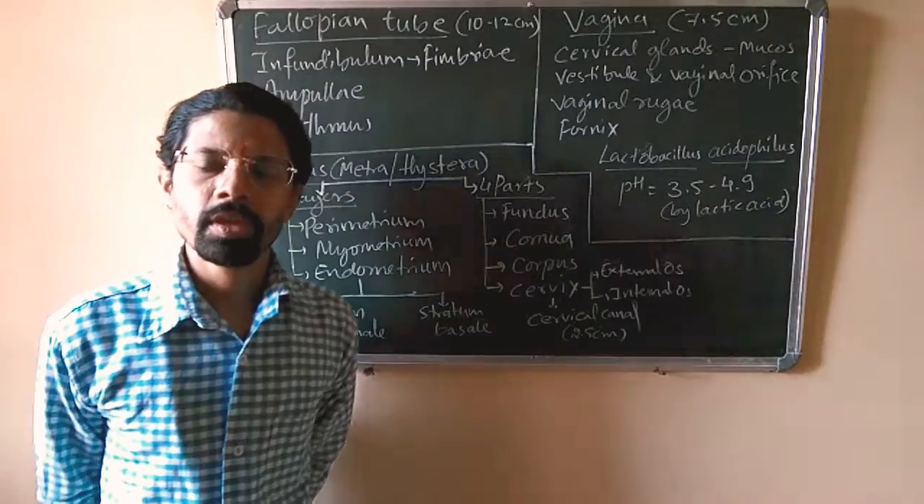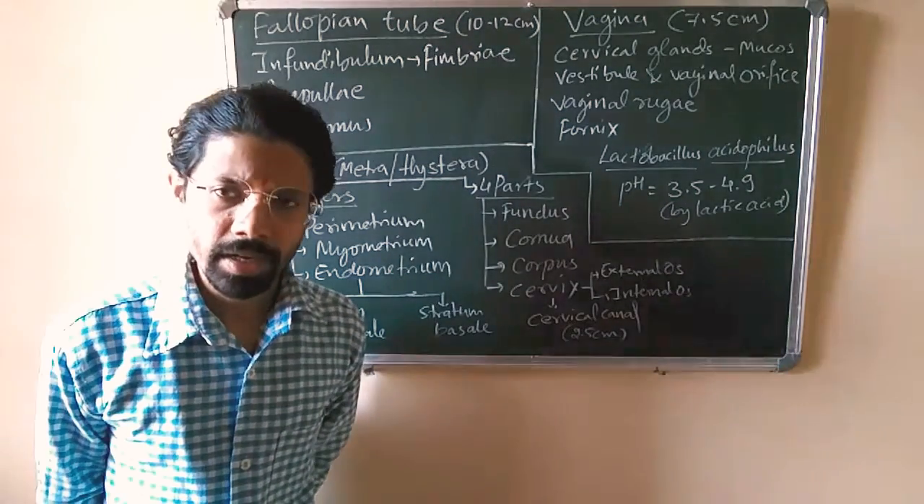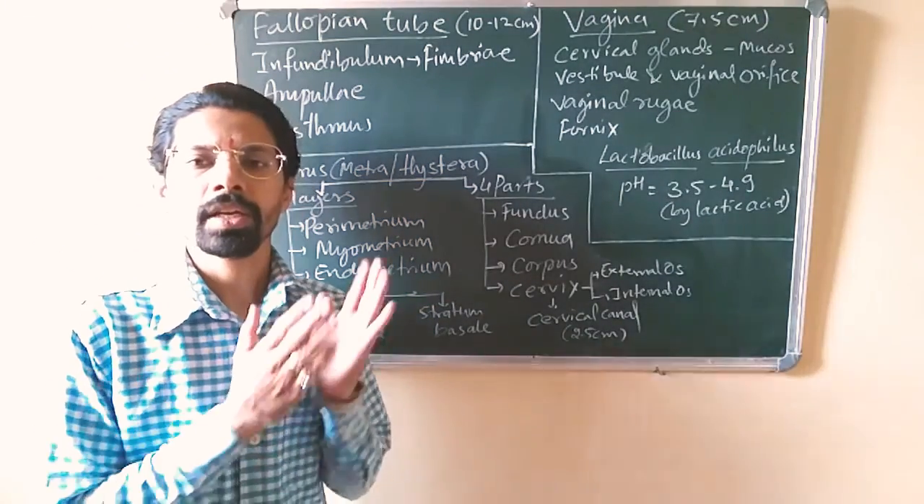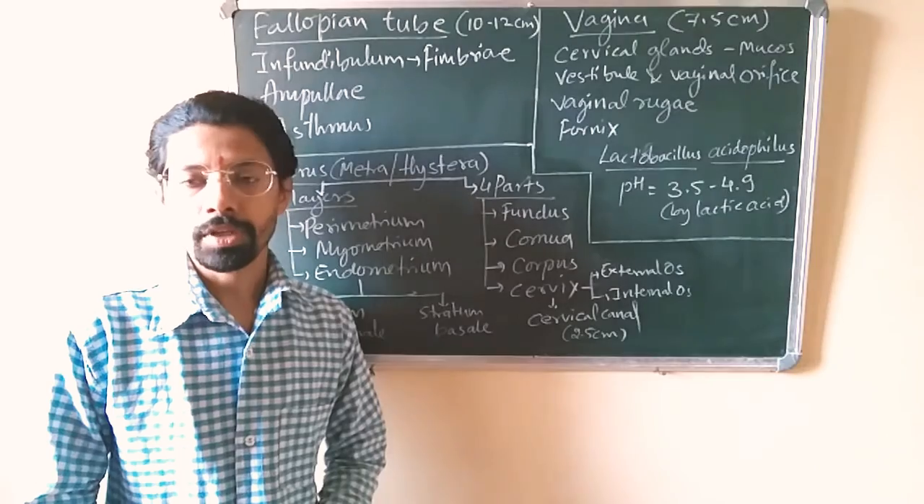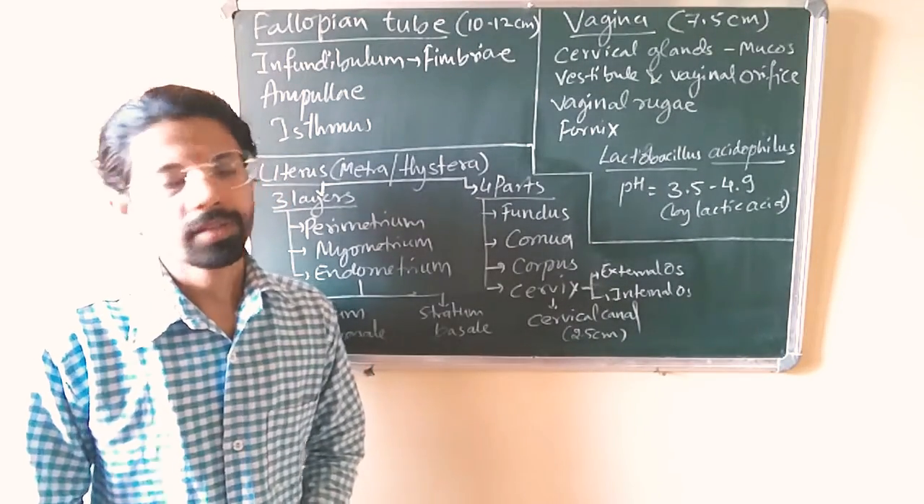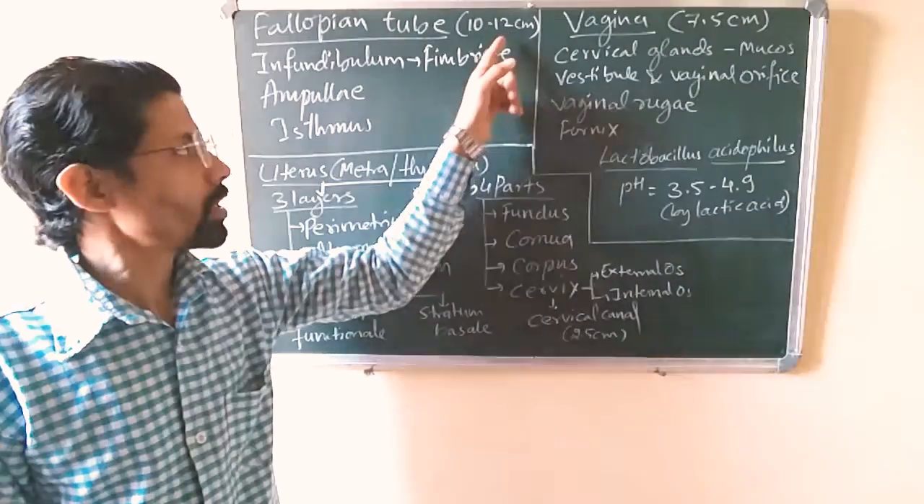So the fallopian tube, as you can see on the board. Already in the last video I had drawn the diagram and explained it in a brief manner. Here we are continuing with the detailed structure of the fallopian tube. So the fallopian tube generally contains about 4 parts. It is a 10 to 12 centimeter long tubular structure.